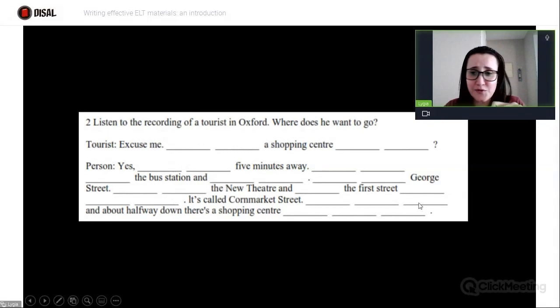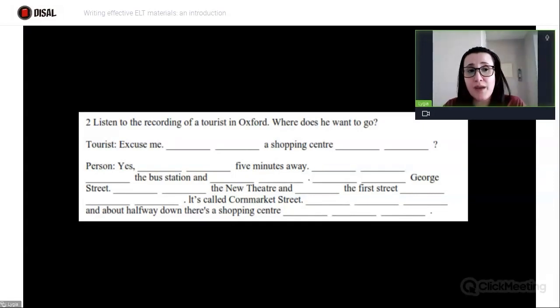Something else, have you also noticed that the gaps aren't numbered? There aren't any numbers or letters before each one. So checking the answers to this activity might be a bit difficult in the classroom.